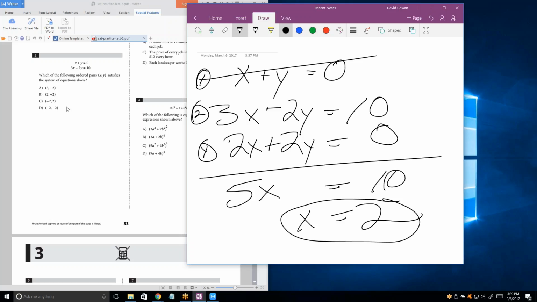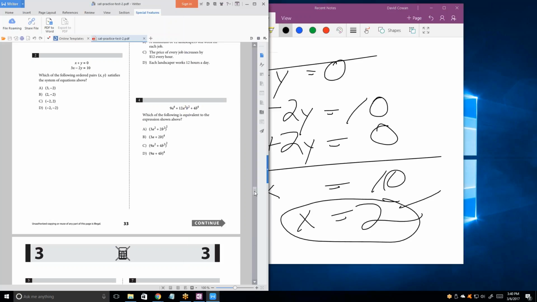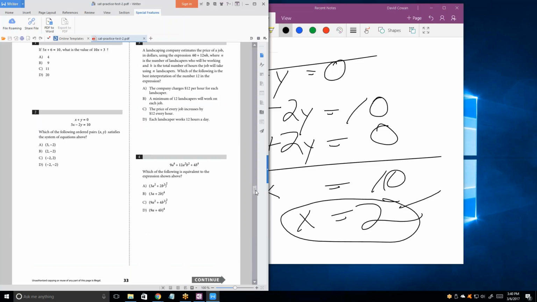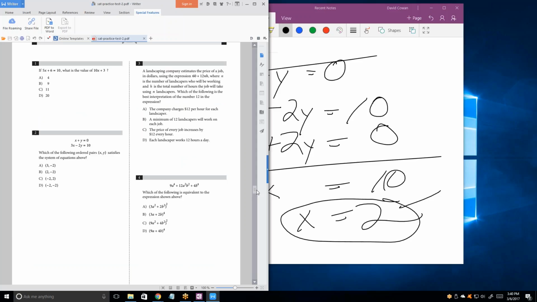But always look for shortcuts on these tests. Once you solved for x, and you did it in the most reasonable way to eliminate y and solve for x, then you actually have your answer. You don't have to solve for y because they only put one answer on there that had 2 as the x coordinate. So always be aware that they generally put shortcuts on here for the people that really truly understand it.